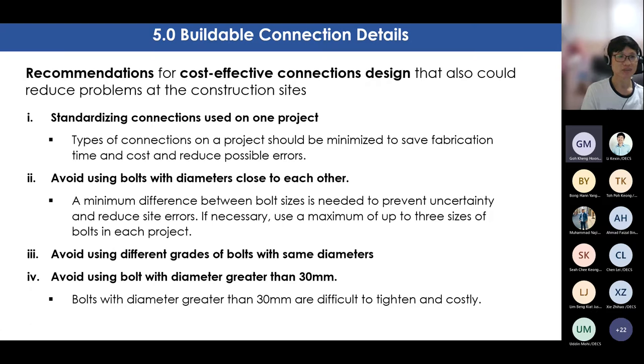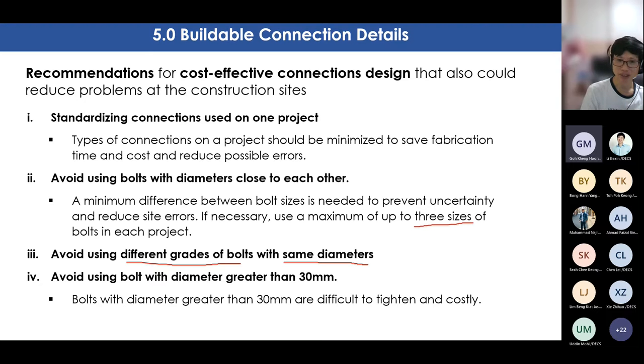So the second one is avoid using bolts with diameters close to each other. With diameters very close to each other, they will get errors. Human beings, you go up thinking that this is M16, but up there you see it's M20, then you have to change the bolt. So normally the recommendation is maximum three sizes. Don't use too many sizes either. And don't use different grades of bolts with the same diameter, so it can get mistakes also.